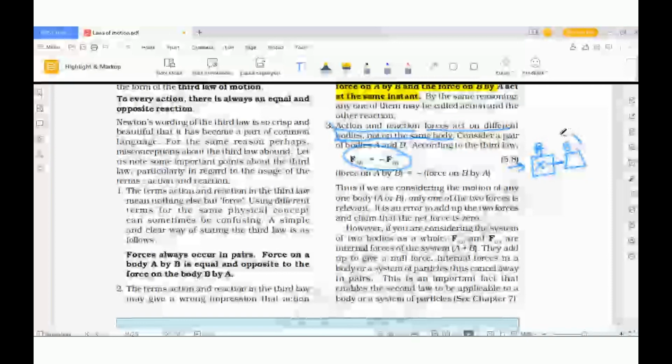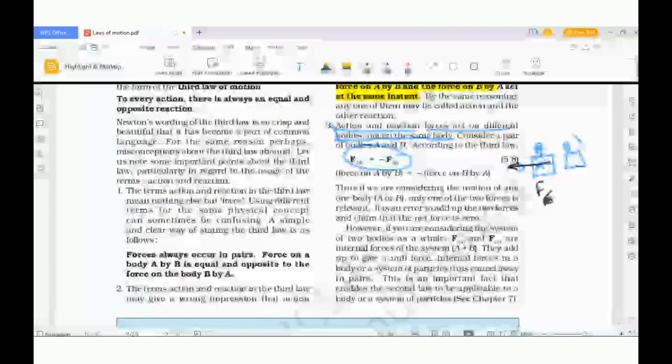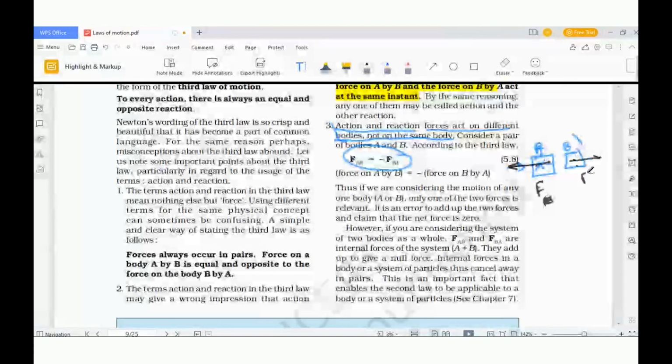Ma'am, why is it negative? The directions are opposite to each other. Force on A by B will be in this direction; it tries to push in this direction, correct? Your FAB is this way. Now what is FBA? FBA is force on B by A. That means it tries to push in this way. Both are acting in the opposite direction, so we put a minus sign. Their magnitudes are the same, FAB equals FBA, but their directions are opposite. When you write in vector form, you get a negative sign.